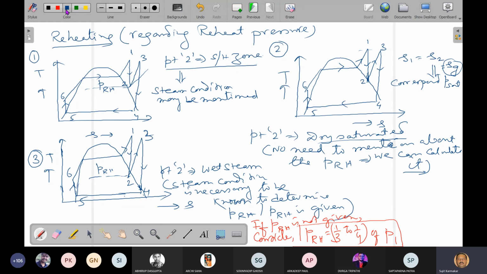Now if, based on the condition given in the problem, the reheat pressure is given directly, there is no problem to find it out. If it is mentioned very clearly that it is dry saturated, like the second case, you can easily determine the reheat pressure, PRH. Because S1 is equal to S2 and S2 is equal to SG, so SG at which pressure is the same as S1, that pressure you have to consider.